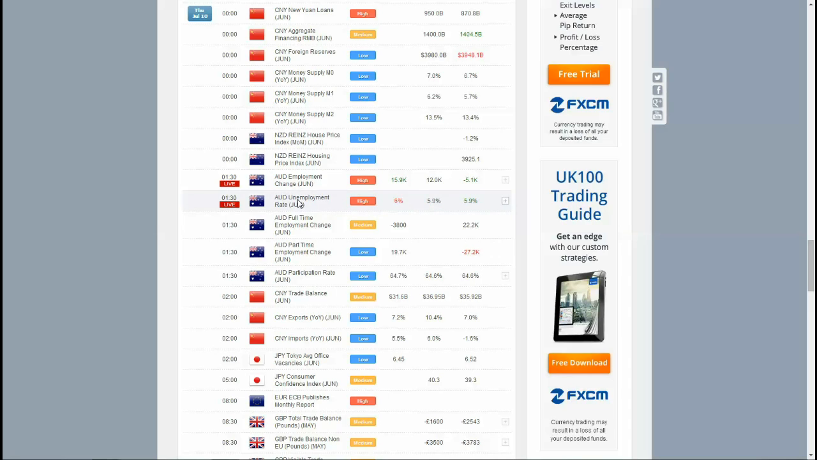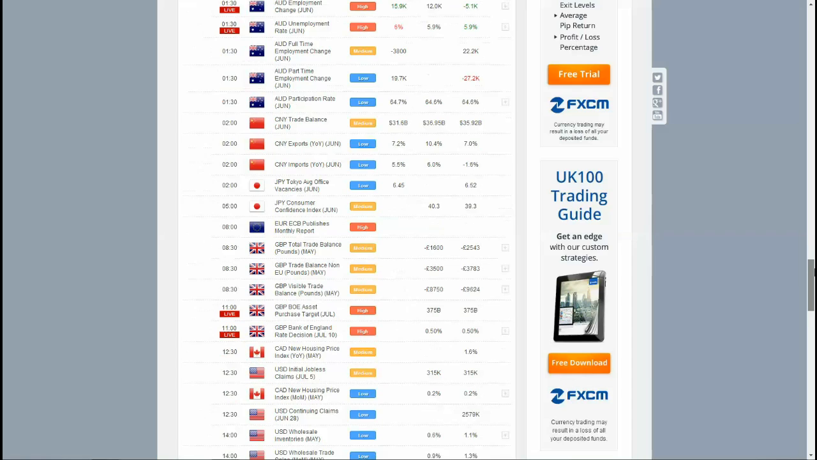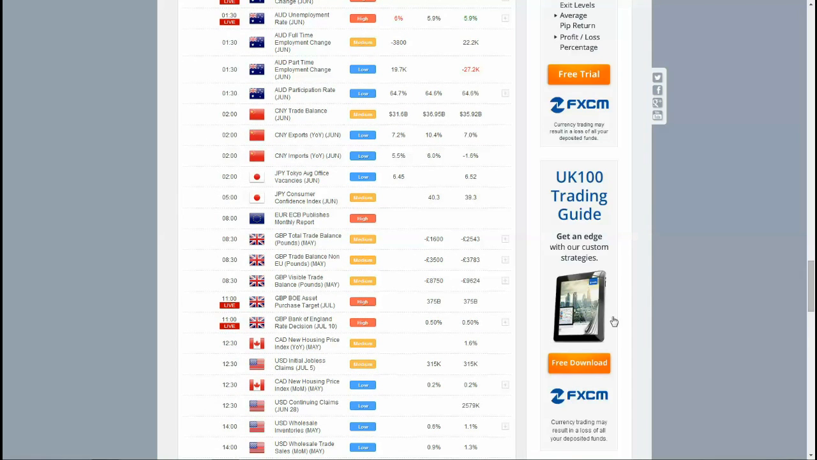Throughout the day, we'll also get data from the eurozone. The ECB will be publishing its monthly minutes from the last meeting. That's due out later on this afternoon. We also have key data coming out of England today. We'll be getting the Bank of England's asset purchase target a little bit later this morning at 11 a.m. GMT time, and the Bank of England will also release its rate decision later this morning at the same time. We're expecting no change with that.